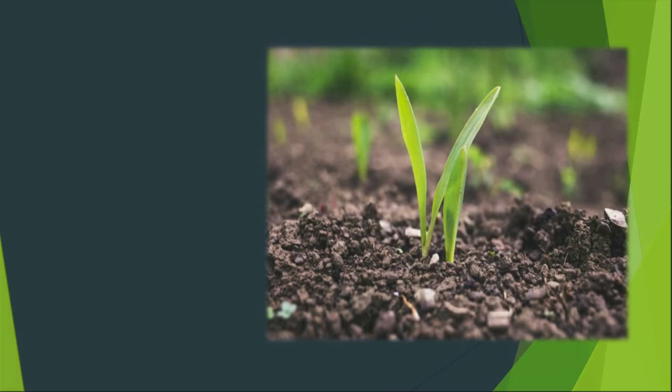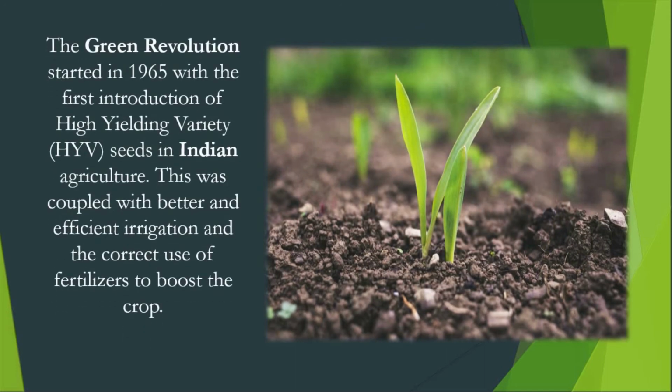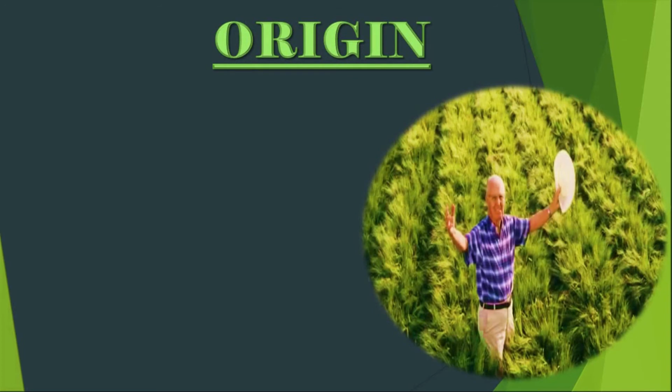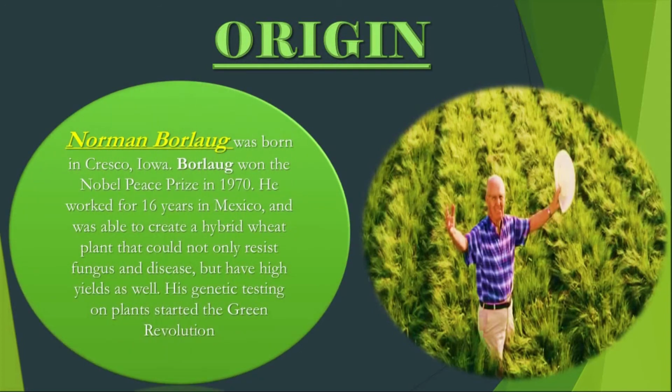In a simple way, the Green Revolution started in 1965 with the first introduction of high yield variety seeds, or HYV seeds, in Indian agriculture. This was coupled with better and efficient irrigation and the correct use of fertilizers to boost the crop. Norman Borlaug, the father of the Green Revolution in the world, was able to create a hybrid wheat plant that could not only resist fungus and disease but have high yields as well.